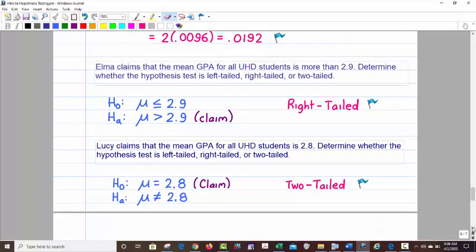Lucy claims the mean GPA for all UHD students is 2.8. Is means equal. Equal is always an H0. So this time, the claim just follows the symbol. In other words, more than, the claim went with the more than, is an HA. Equal, the claim was equal, happens to be the H0. So sometimes people get confused, the claim can be either the H0 or the HA, just depending on the wording of the claim. And by definition, equal, not equal, is called a two-tailed test.